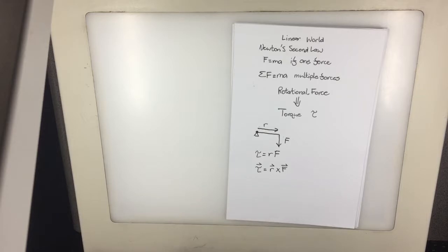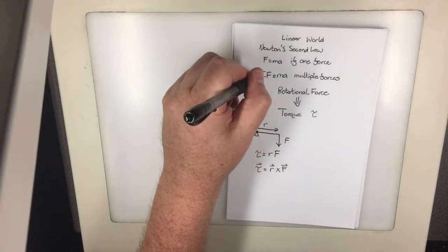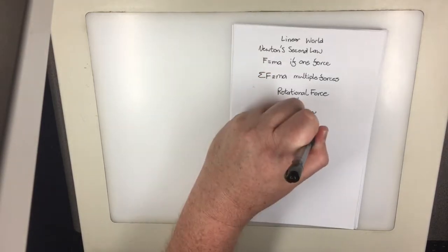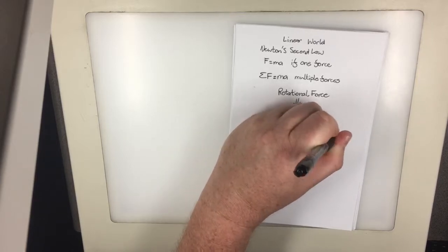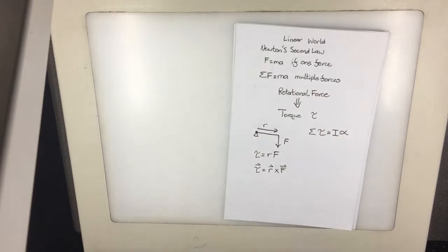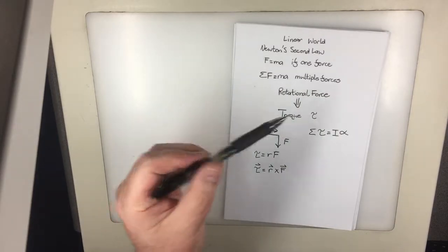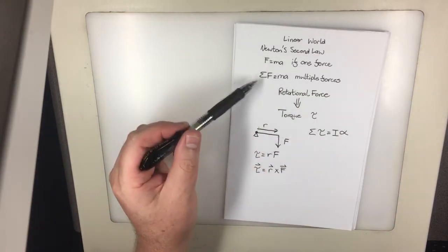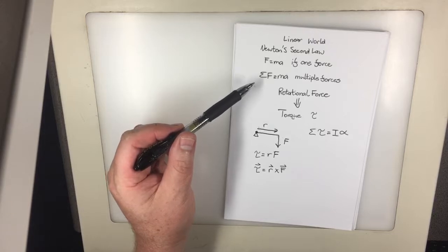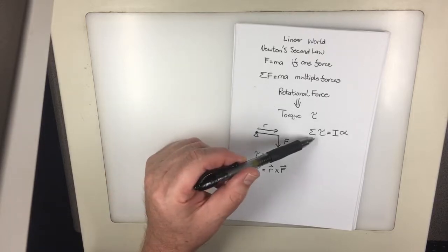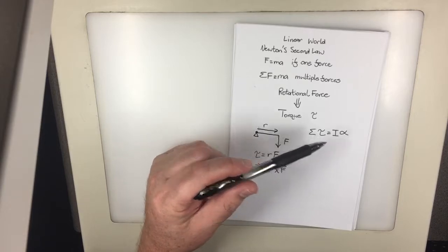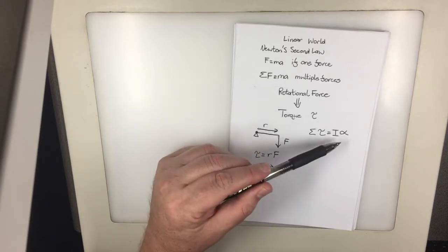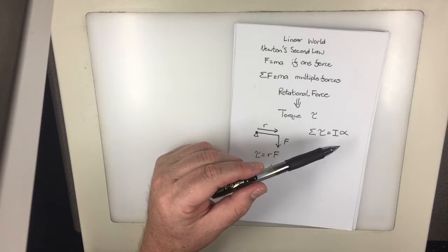The other way that torque is expressed is that the sum of the torques is equal to I alpha. Now, this is the rotational version of Newton's second law. Instead of the sum of the forces, you have the sum of the torques. Instead of mass, you have rotational mass, moment of inertia. Instead of acceleration, you have angular acceleration.